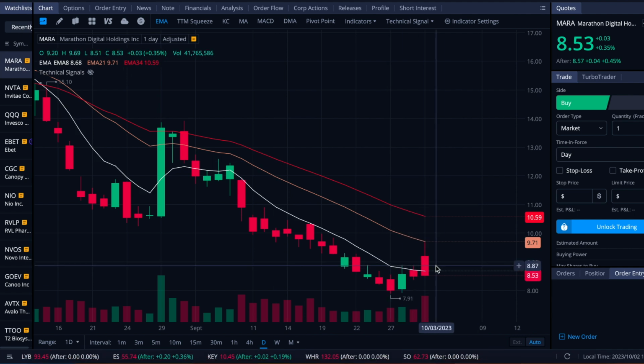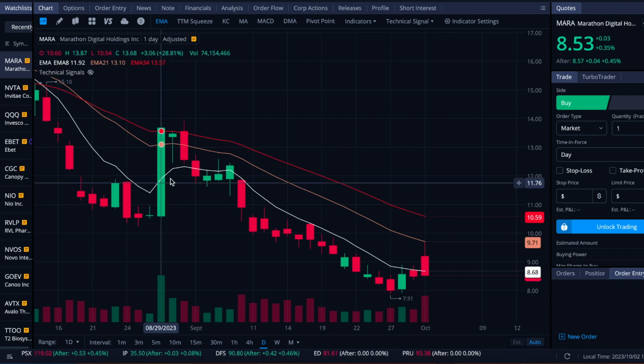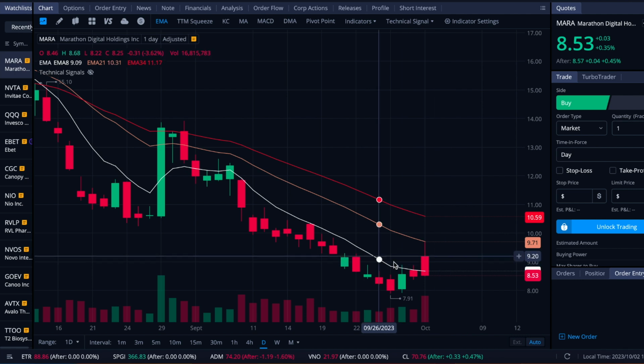So I'm also going to be looking at this 8 EMA. What is it doing here? Is it able to gain support over that 8 EMA? That's going to be critical to start to get some motion upward like we saw here, but this would be a little bit more of a smooth motion.